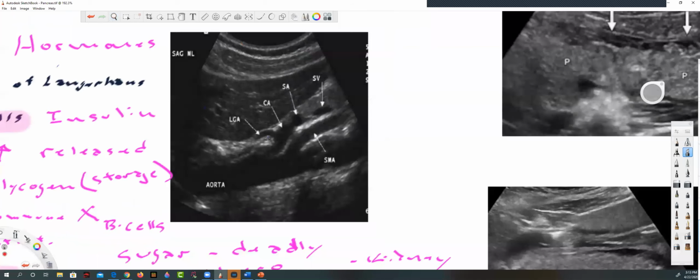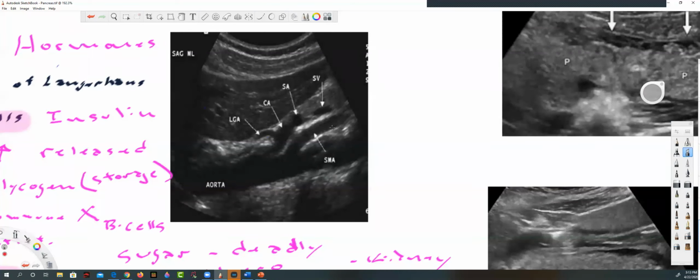We have our left gastric. I don't even see it. All right, well, left gastric artery here, celiac axis, celiac trunk there. The circle is the splenic artery, splenic vein. Here's your pancreatic tissue all around here. That's sitting up on top of the SMA.